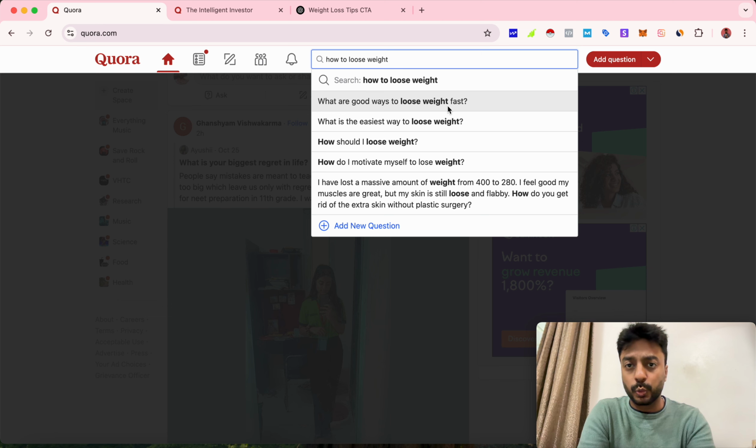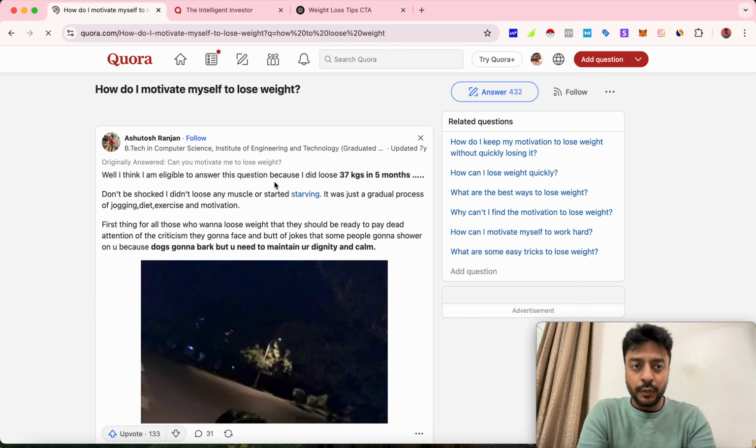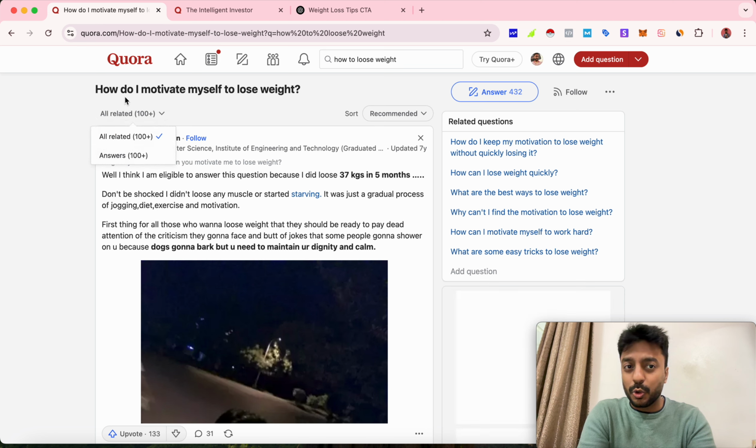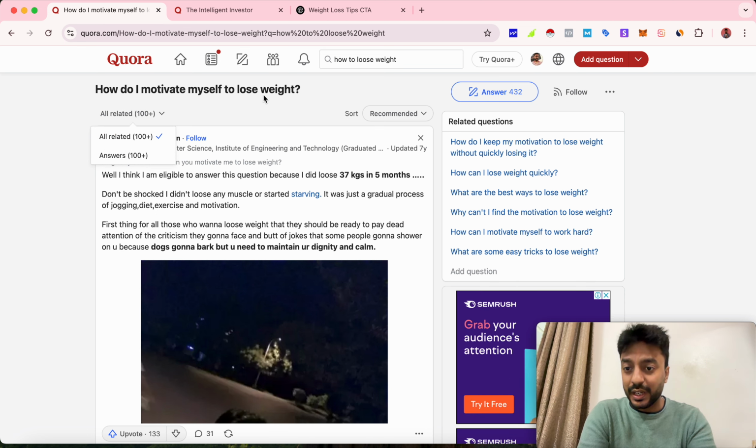What are good ways to lose weight fast? What is the easiest way to lose weight? How should I lose weight? How do I motivate myself to lose weight? Now let's go ahead to this question, and then you will be able to see that there are 100 plus answers to this question. How do I motivate myself to lose weight? That means that there are so many people who want to lose weight, but they have no motivation to lose weight, right?